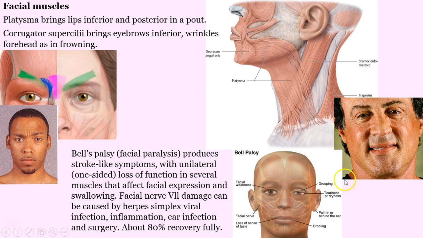Bell's palsy. This is an example. I think this is, yes, Sylvester Stallone. Some people have Bell's palsy and about 80% recover, but they often have a little left over. And what's happening is it's facial nerve number 7. And what causes it? Sometimes herpes simplex, inflammation, ear infections, or surgery. And it's a stroke-like symptom. So you can take a look on the left side of this individual. You'll see a drooping of the eye. There we go. Sometimes there's pain. Drooling is fairly common. And there's different degrees of this. Sometimes it's barely noticeable.